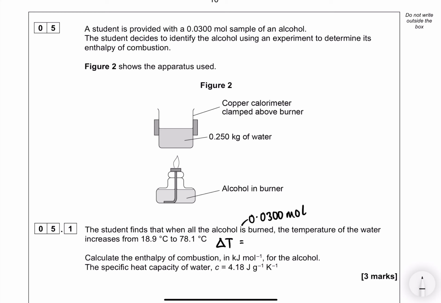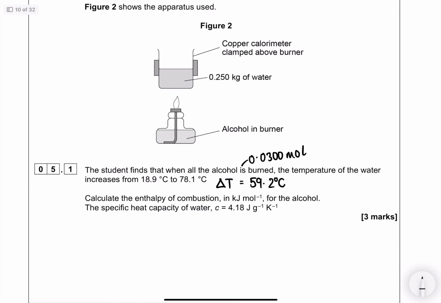That's 59.2 degrees C change. Calculate the enthalpy of combustion. Well, to do that, we need to find the heat energy taken in by the water by doing Q. Heat energy is the mass of the water times the specific heat capacity of water, which they've given us here, times the temperature change. Now, the specific heat capacity, 4.18, is in joules per gram, and our mass of water is not in grams. So let's turn it into grams.